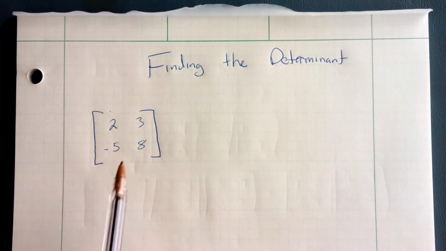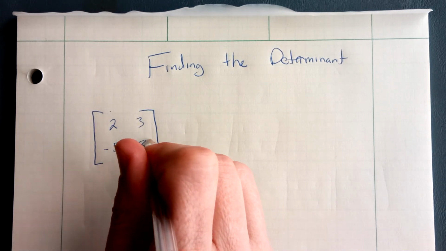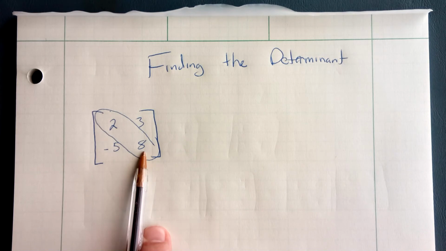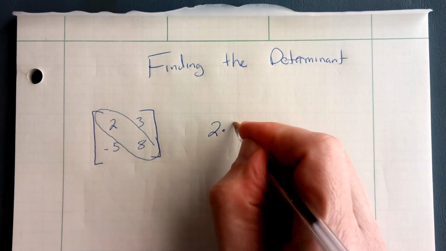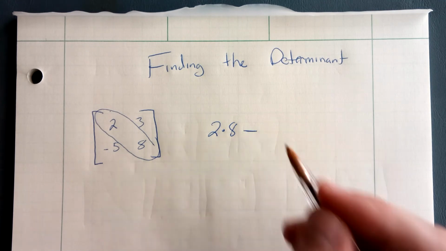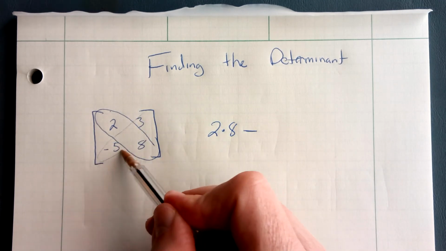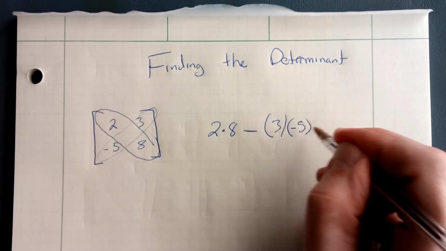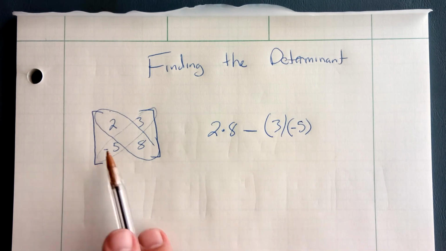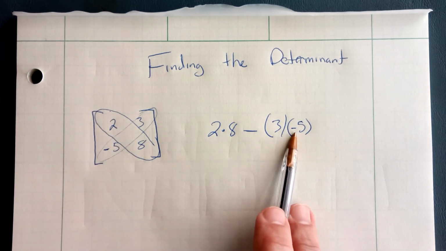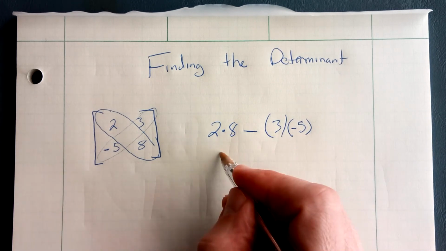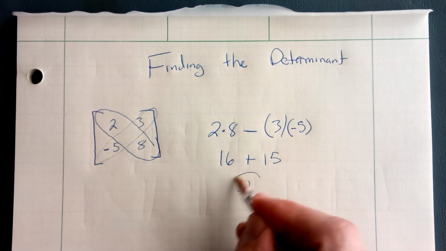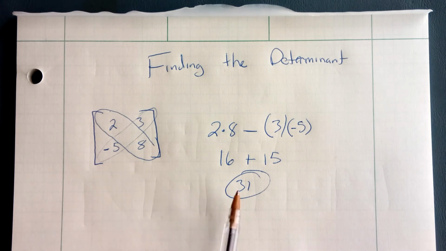To find the determinant, what you do is you take the diagonal numbers 2 and 8 and you multiply them together. 2 times 8. Then you minus off the other two diagonals multiplied together. So I'd minus off 3 times negative 5. The biggest mistake students will make is signs. See this minus sign right here? We just got to make sure we take into account that we're minusing a negative number. So we get 16 plus 15, or 31. The determinant of this matrix is 31.